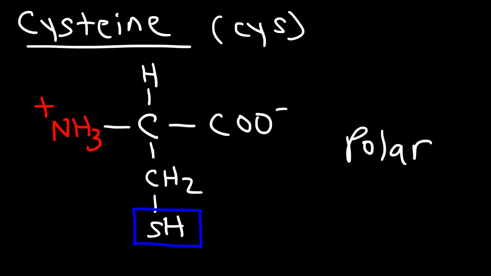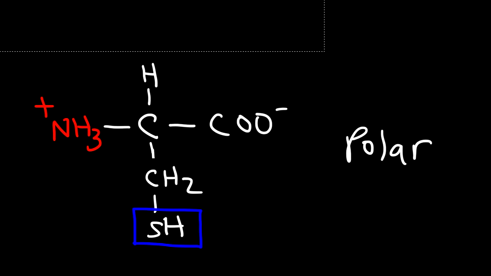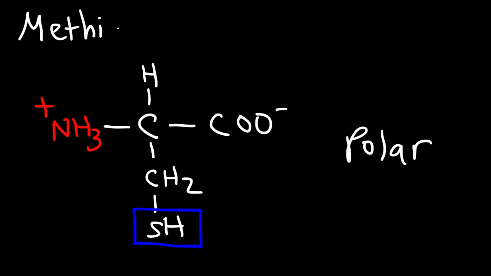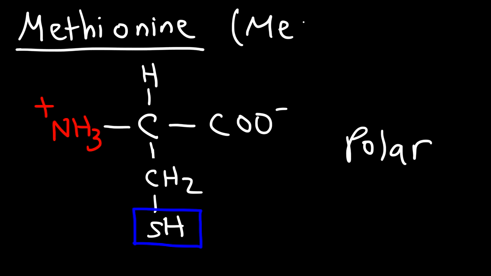Now, cysteine is a special amino acid. It can form disulfide bridges upon oxidation. So that's a property of cysteine that you need to know. Now let's move on to our next example, which is going to be methionine. Methionine is another sulfur-containing amino acid, abbreviated MET.